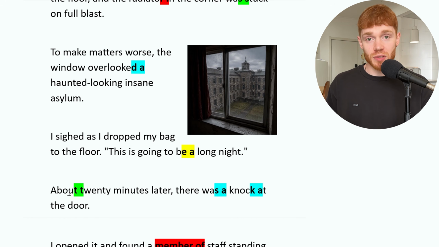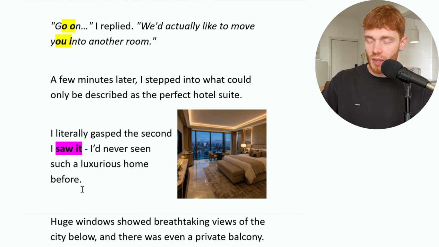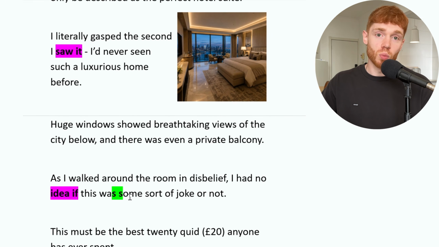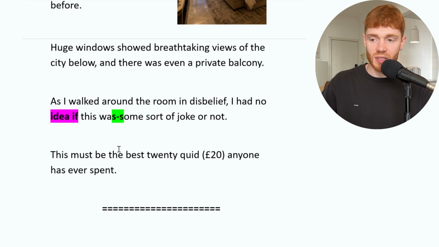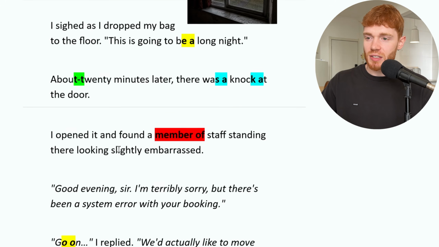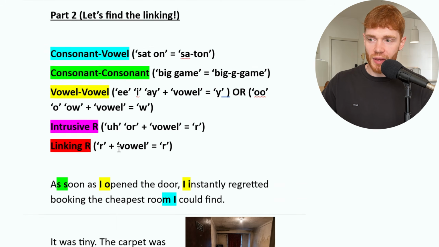About 20. So it may as well be one word. Okay, easy, right? And these are, was some. You'll see these everywhere. I haven't highlighted all of these patterns, by the way, because we just don't really need to do all that, but it's just good to know where they are and what they are.